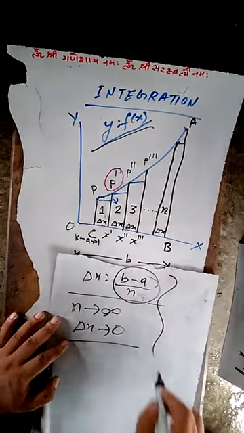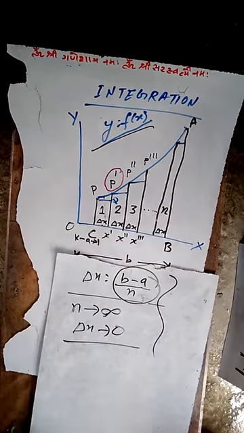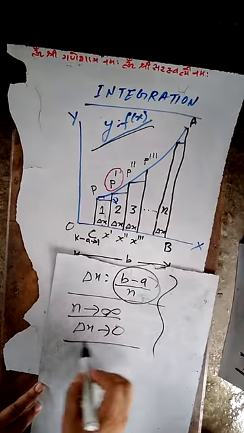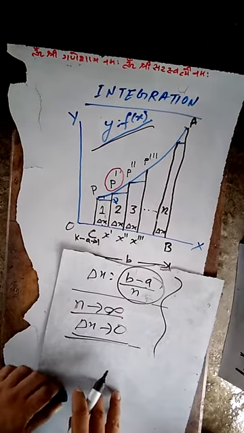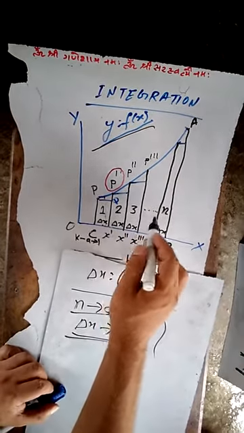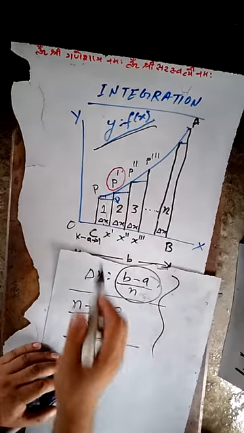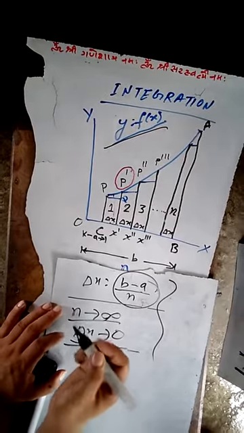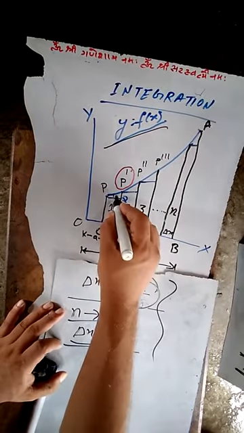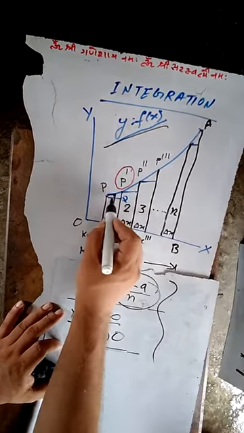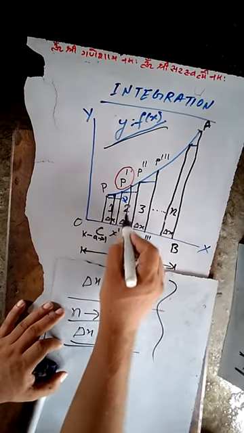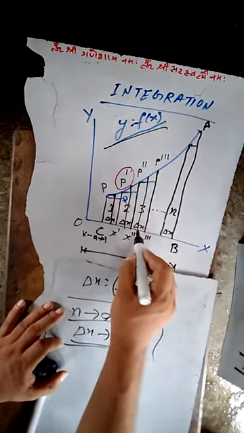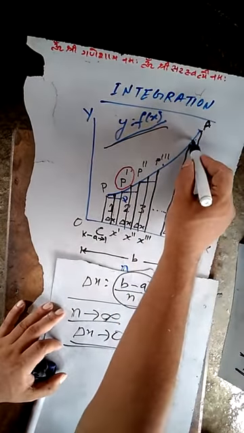So in mathematical form, you can also see that as n tends to infinity, delta x will tend to 0. So if we increase the number of terms, we can easily decrease delta x, and if delta x decreases, this triangle will decrease. How? You can see, if we make it this way, then the triangle is smaller. In each term, the triangle becomes smaller.